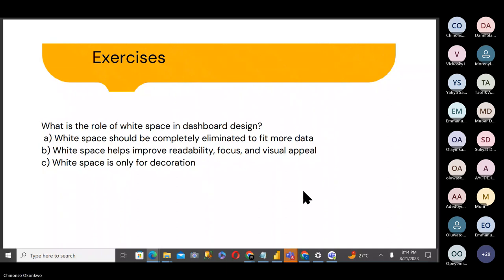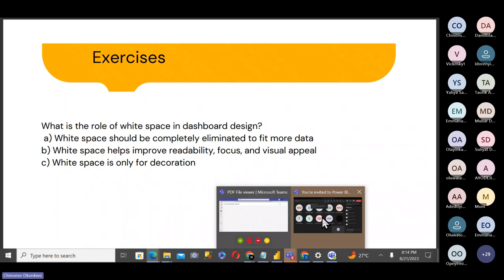So what do you think? I want to know what people think about this because I don't think white space is something a lot of people know. I might be wrong. There's no data to support that.